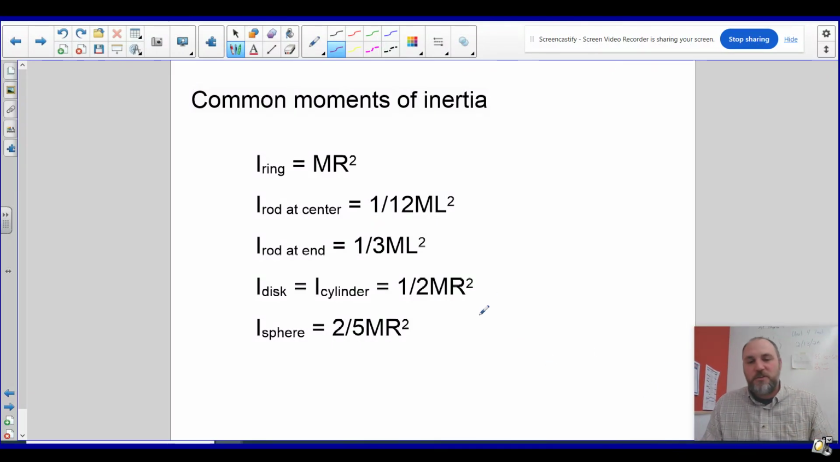Okay, cylinders and discs are 1/2 mr squared, and spheres are 2/5 mr squared. For the basketball, I might consider that more like a hollow sphere because there's a lot of air inside, so that would be even different than the solid sphere 2/5 mr squared. But it might help you to memorize those. On rare occasions, you might need to have that memorized. Otherwise, they will typically give it to you on the exam.